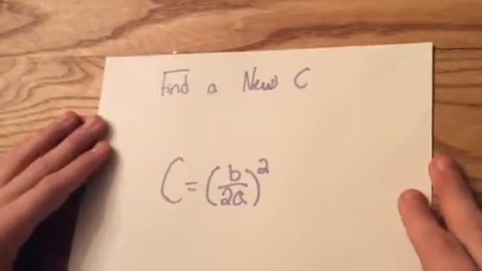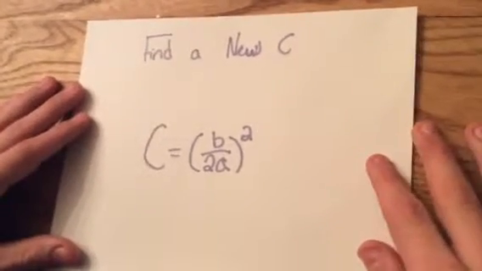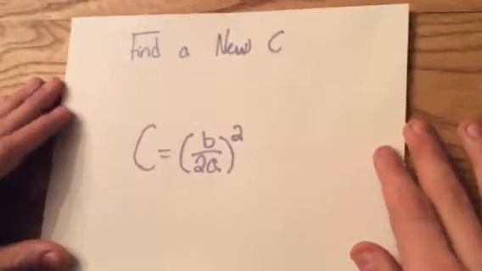Find a new c. You can find a new c by using the equation b over 2a squared.